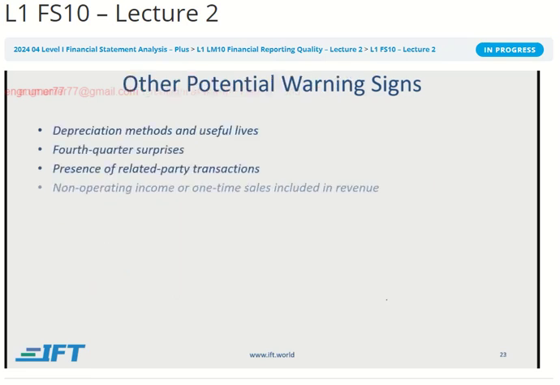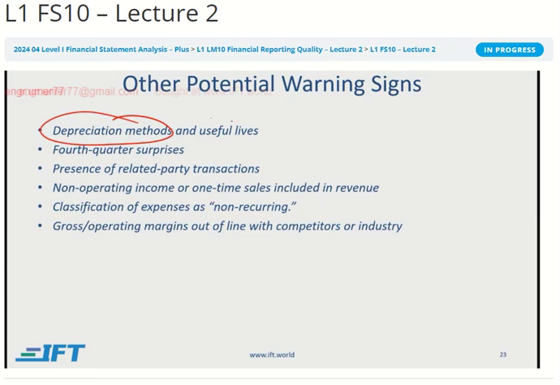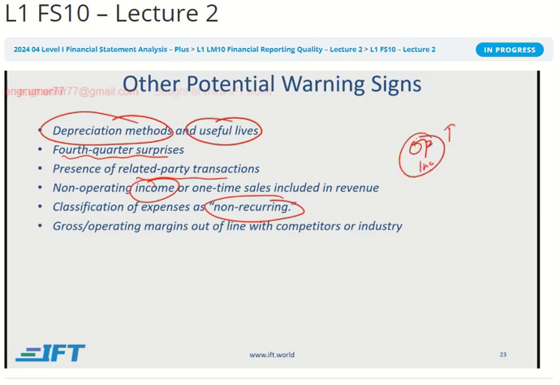Other warning signs already discussed: change in depreciation methods and useful life, any kind of fourth quarter surprises, related party transactions, we've discussed this. Playing around with non-operating or non-recurring expenses or sales, right? So either classifying non-recurring income as recurring income, trying to increase your operating income, right? So even non-operating coming into operating. So the objective being to try and increase your operating income as much as possible, or trying to push expenses down into non-recurring, non-operating.